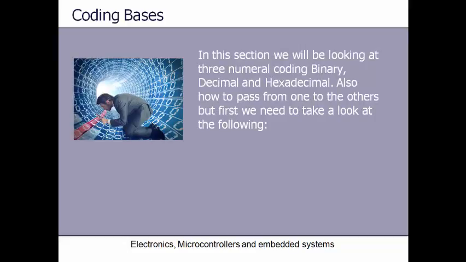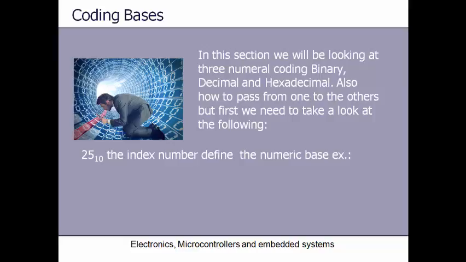So in this section we will be manipulating three numeric codings, as we know: binary, decimal and hexadecimal. We will see how to pass from one to another, and how to make additions and subtractions.